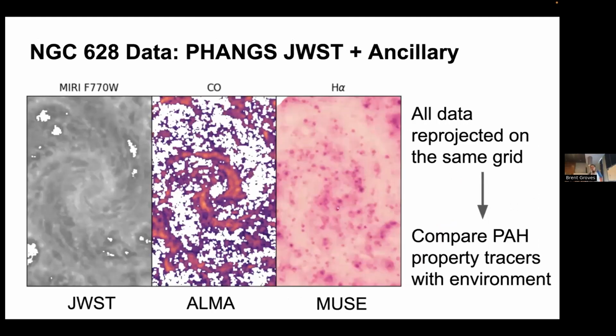With this project, we're using multi-wavelength data sets for this galaxy from PHANGS. We're highlighting the JWST data, of course, with the PAH features at the PAH bands, but we also have ancillary data from ALMA and MUSE, also at very high resolution. So we can combine information from all this to compare the physical conditions in the ISM with the PAH properties.